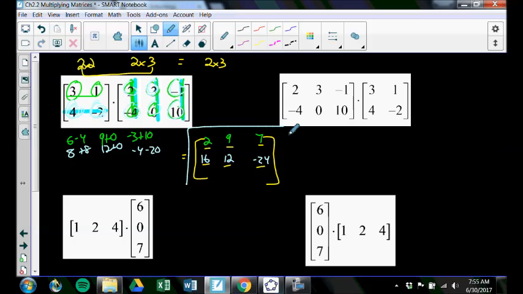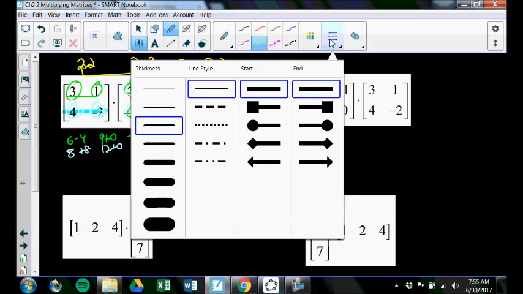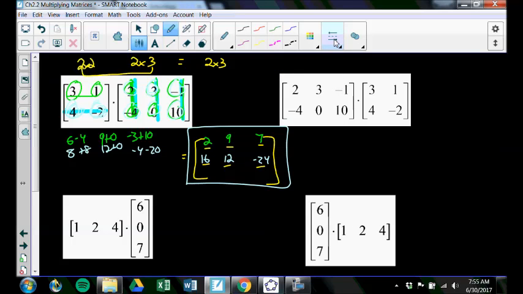Eventually you will find you can do this faster if you don't write out everything and just do the arithmetic in your head and write down the cells. That'll make it go much faster. I'm going to move on a little bit quicker now. This is a 2 by 3. This is a 2 by 2. That can't be done. The inner numbers don't match. Those are our favorite problems.